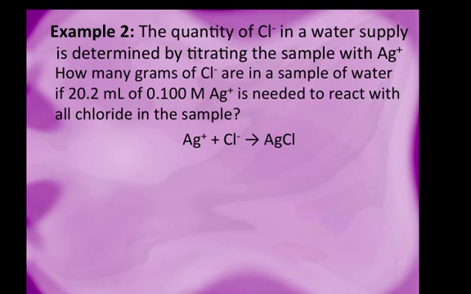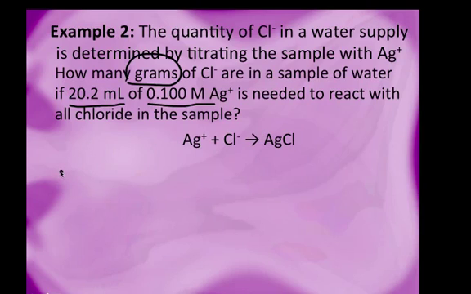Let's do one more. Example 2. The quantity of chloride ions in a water supply is determined by titrating the sample with silver. You know what will happen there, right? Silver and chlorine make silver chloride, which is insoluble. Silver is one of the 3 amigos. How many grams of chloride are in the sample of water if 20.2 milliliters of 0.1 molar silver ions is needed to react all the chloride in the sample?